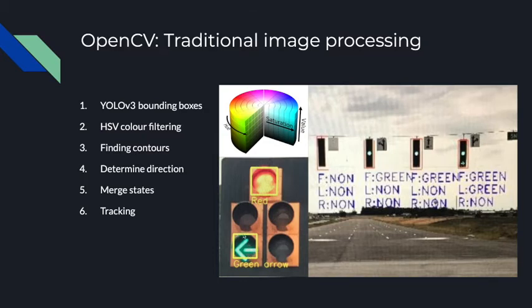We then take all of these states from these traffic lights. So this is a left and this is a red. And then we aggregate those into a single traffic light as shown here. We can then track those across time.